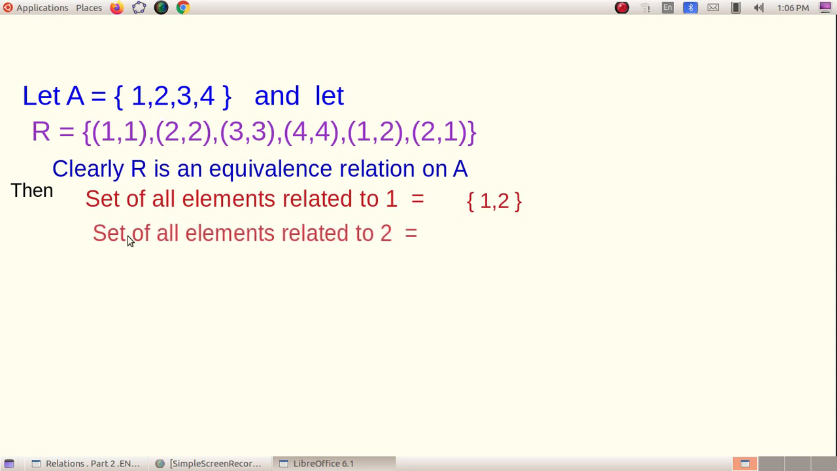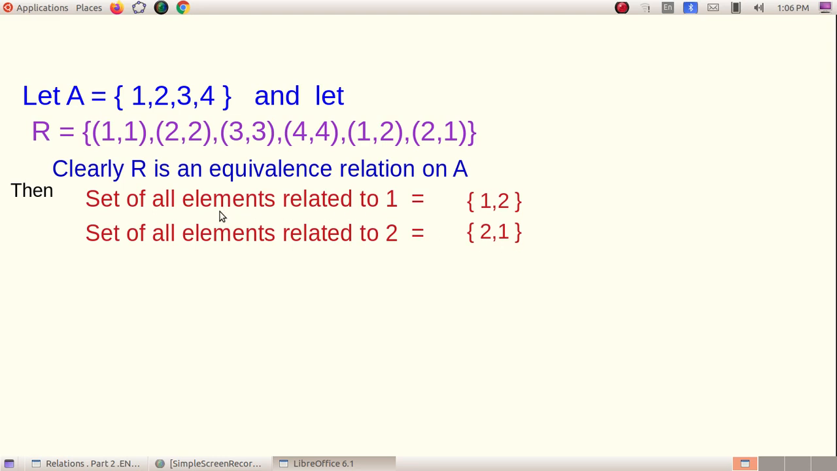Now, what is the second element? 2. Which is the set of all elements related to 2? Let us search. 2 is related to 2. Then 1 is related to 2. So the elements in A related to 2 are 1 and 2 again. The set {2, 1} is equal to the set {1, 2}. In roster form, the order in which the elements are listed has no importance.